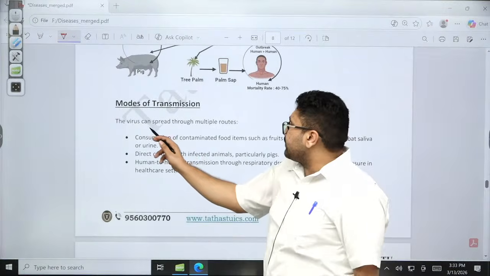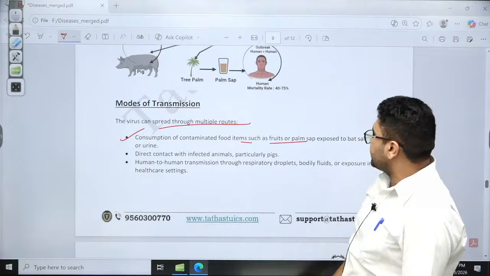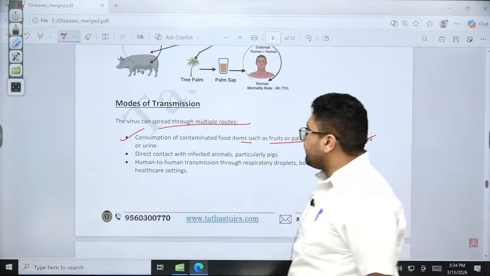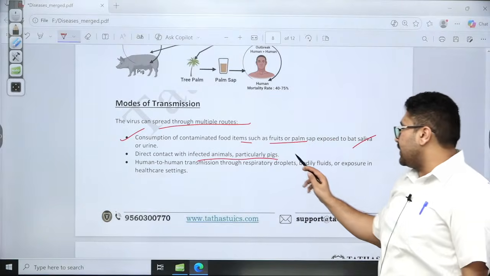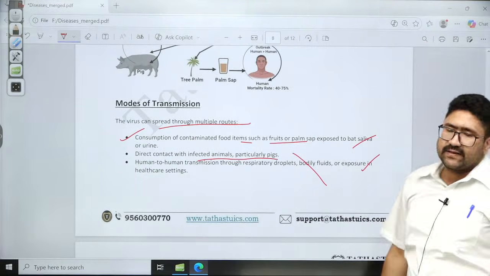The virus can spread through multiple routes. Consumption of contaminated food items such as fruits, palms that have been exposed to the bat. Then we have direct contact with infected animals. Human to human transmission through respiratory droplets, body fluids and exposure in healthcare settings is also possible.